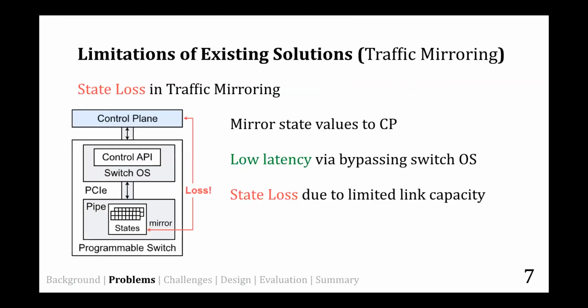The other type is traffic mirroring. It bypasses the switch OS and directly mirrors state values from switch ASICs to the control plane. This avoids the overhead in the switch OS and achieves low latency. However, the link used for traffic mirroring has limited bandwidth capacity. Transferring all the state values leads to an extremely high sending rate, which overloads the link.